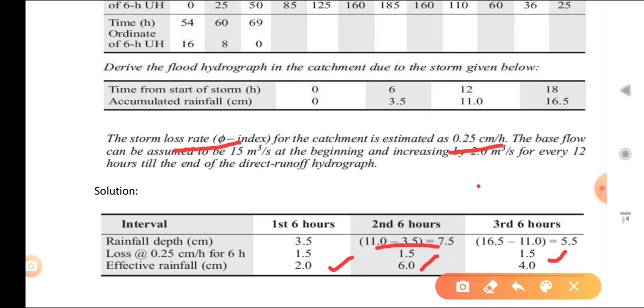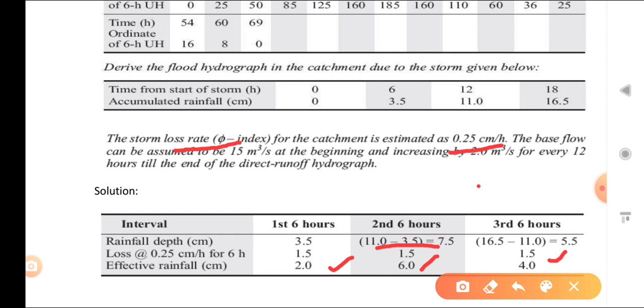Okay. So what do we have to do? First of all, given values are there, we have to make the columns first. First for time and ordinate of unit hydrograph. Then we have to convert the unit hydrograph to the direct runoff hydrograph. So what we have to do is multiply by the rainfall excess.